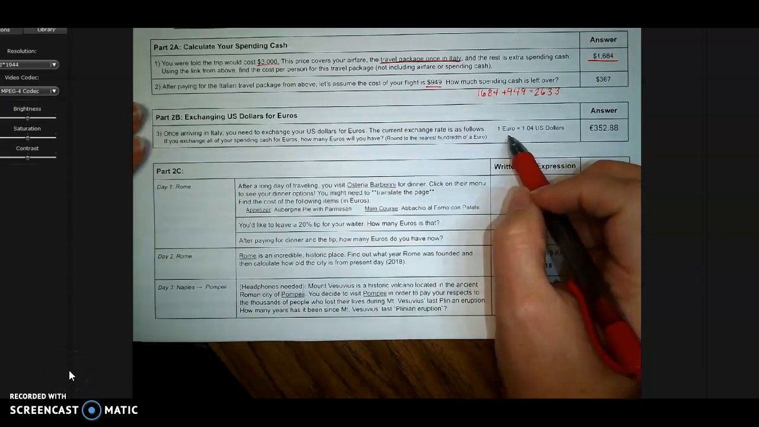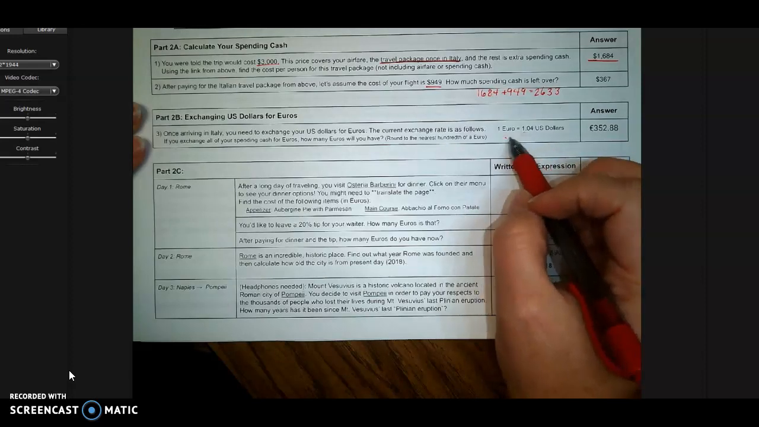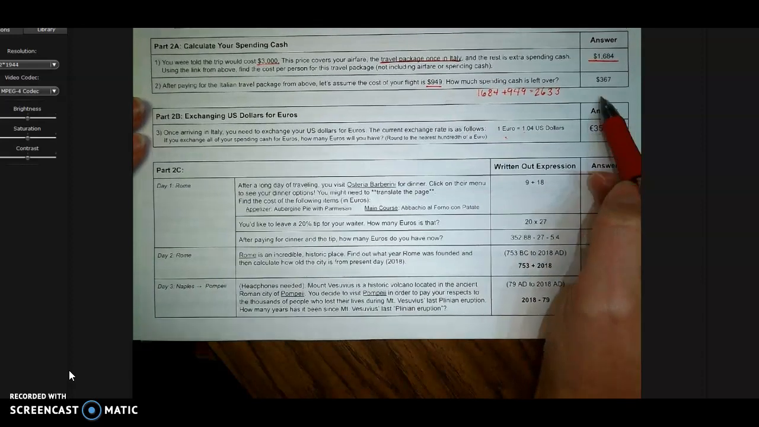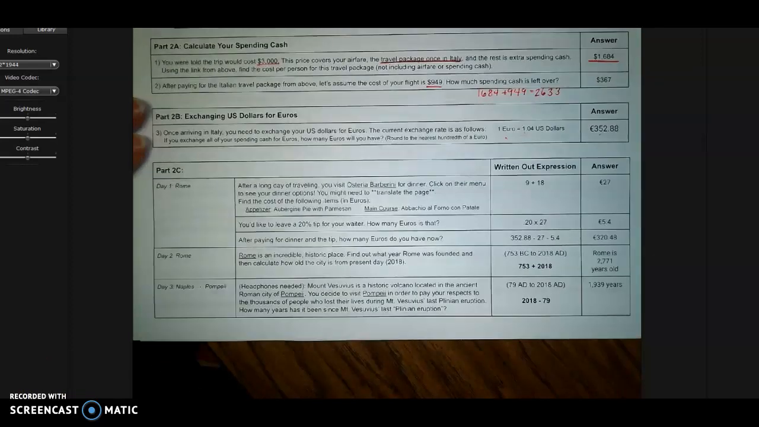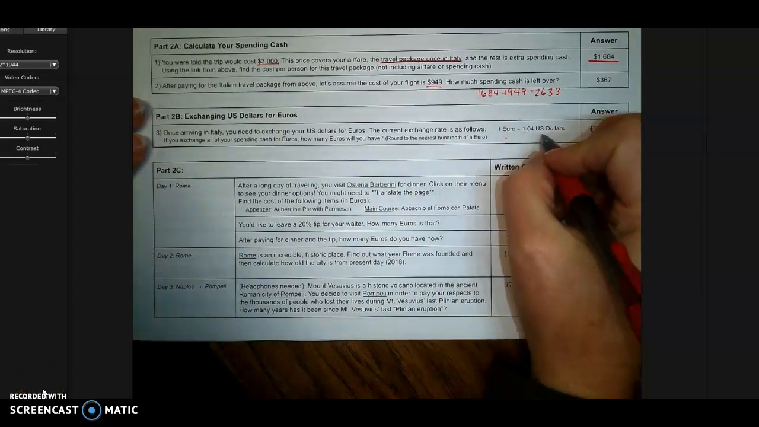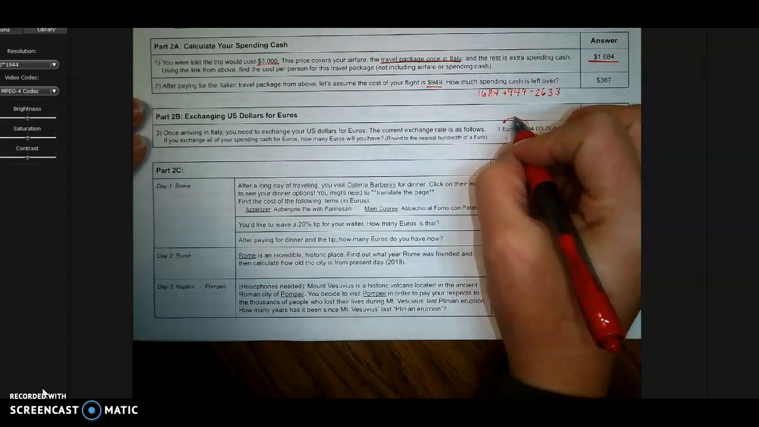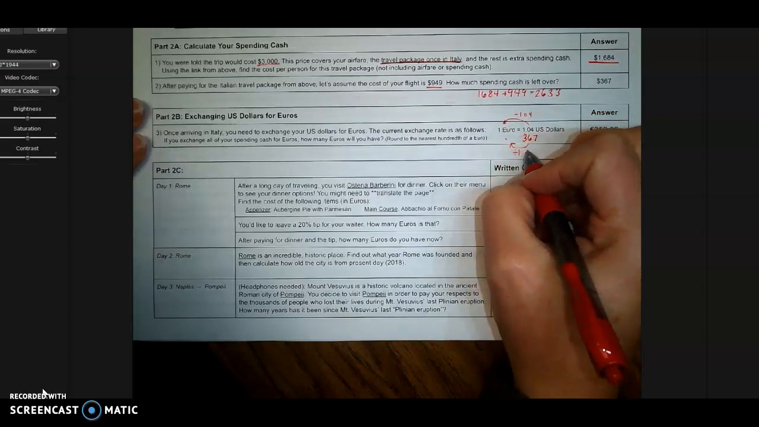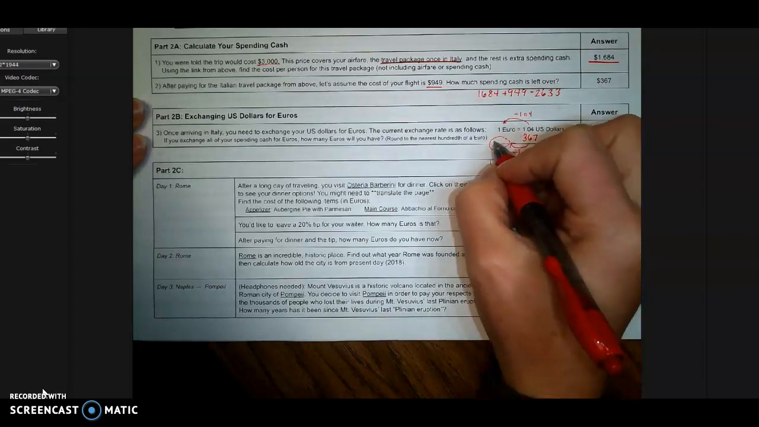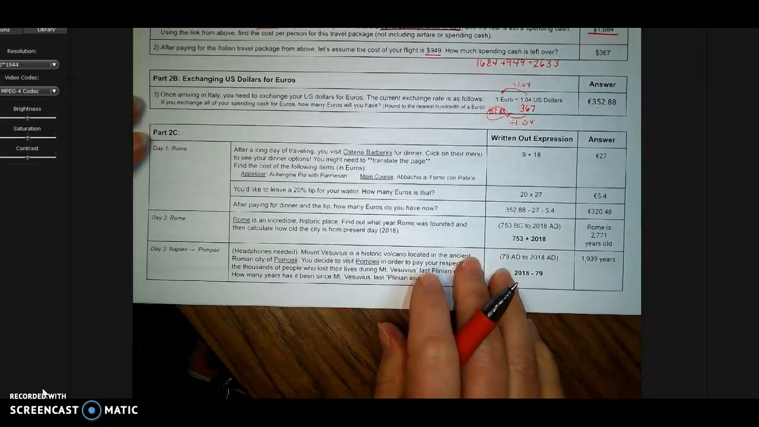So my $1.04, when I go back this way, you notice this is less. €1 is less than $1.04. So I'm losing 4 cents every time I convert it to a euro. And when I do that, I get $367 converts to €352.88. Now to get that number, if I have $367, I need to divide by 1.04. That means I would need to divide by 1.04, and that is how I get my €352.88. So that's how we came up with that number.